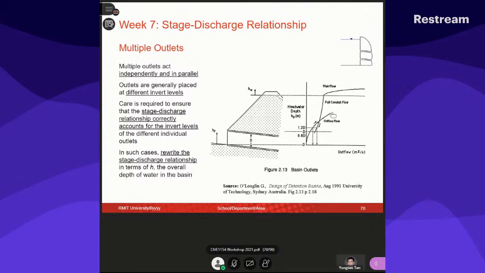The first one is the orifice, the second one is the pad, and the third one is the weir flow.